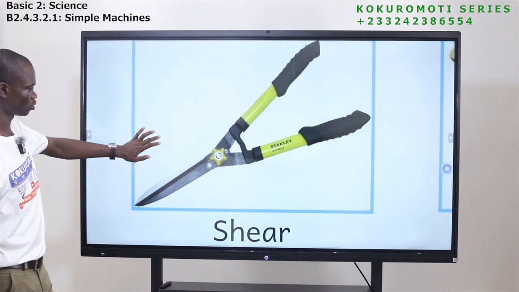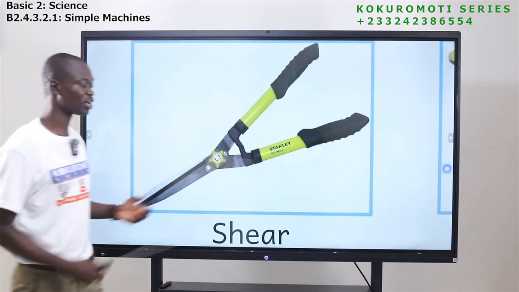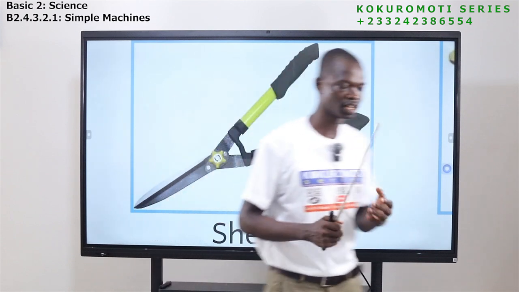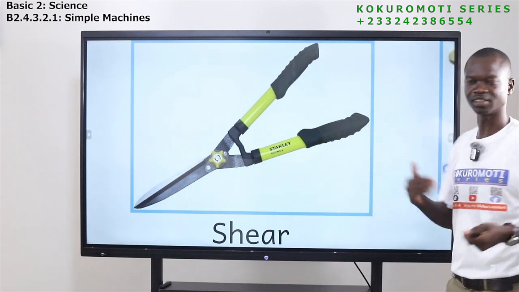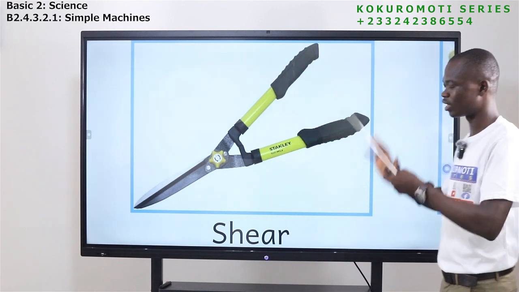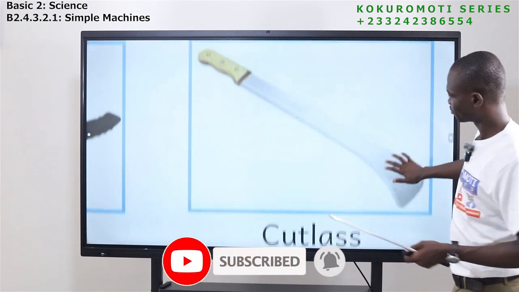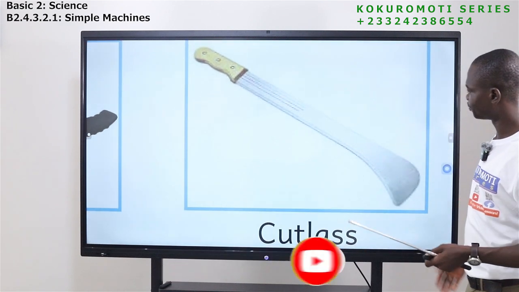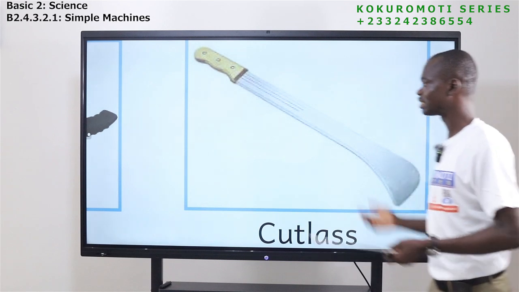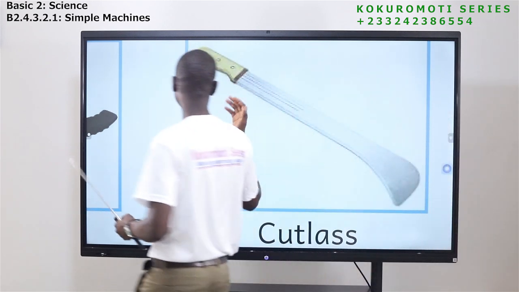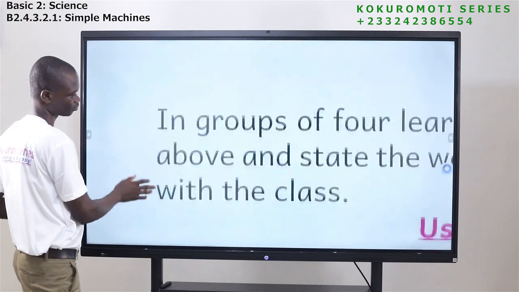So this is shear. If you have a garden or hedges and you want to trim the hedges, you use this to trim it so that it will look nice. Cutlass. You know cutlass? We use cutlass to reap. Cutlass too is a simple machine.